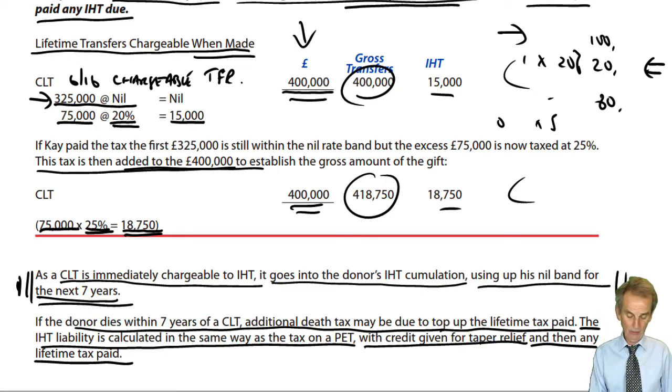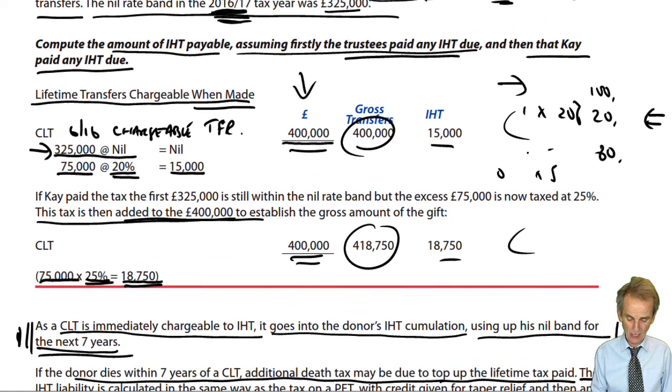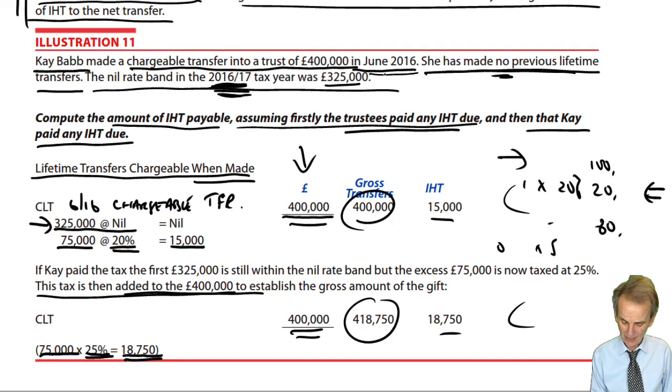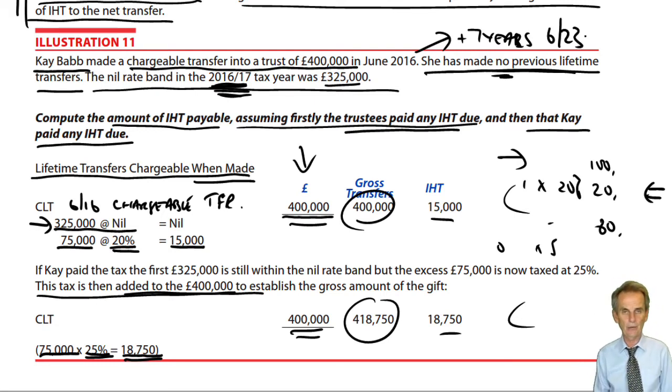Now, both of those figures are, of course, in excess of 325,000. And what that means is, if the nil rate band that then was 325,000 is still 325,000, but if there is a further transfer made within 7 years of that date, so that CLT was June 16, 7 years on would take that to June 2023.